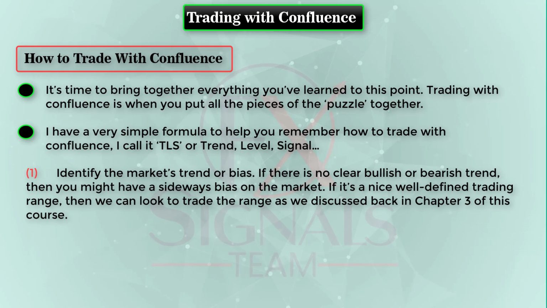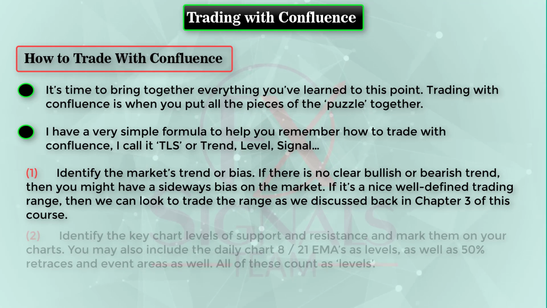Identify the market's trend or bias. If there is no clear bullish or bearish trend, then you might have a sideways bias on the market. If it's a nice well-defined trading range, then we can look to trade the range as we discussed back in Chapter 3 of this course.